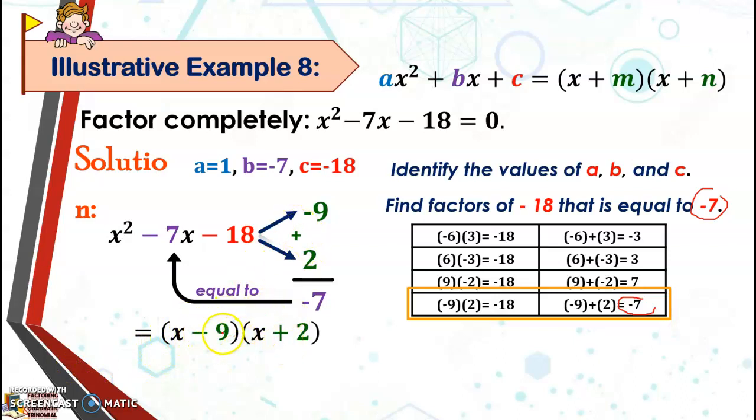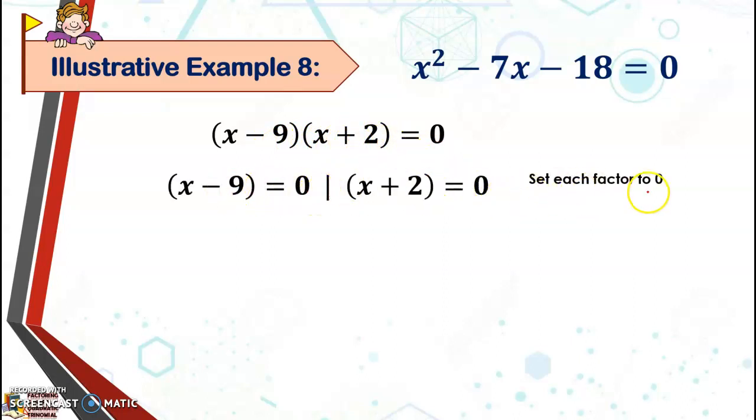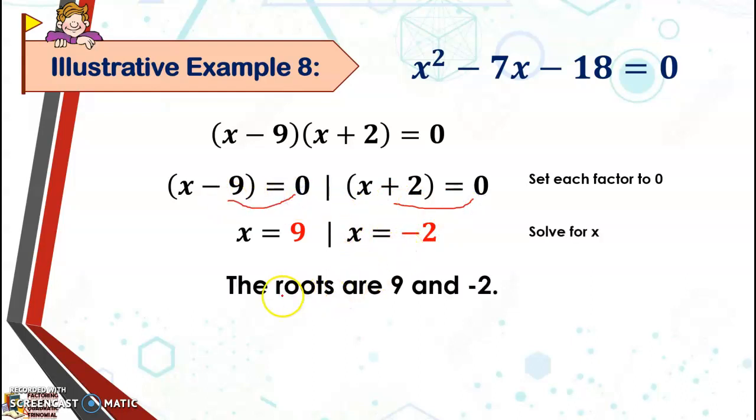We copy the sign of the 9 and then the sign of the 2, and then we equate them to 0. X minus 9 times x plus 2 equal to 0. X minus 9 equal to 0. Set each factor to 0, and x equal to 9, x equal to negative 2. You just move it to the other side. So our roots are 9 and negative 2.